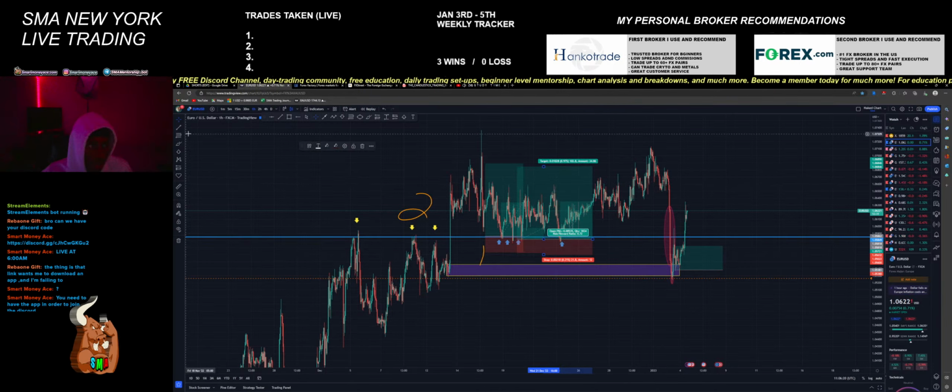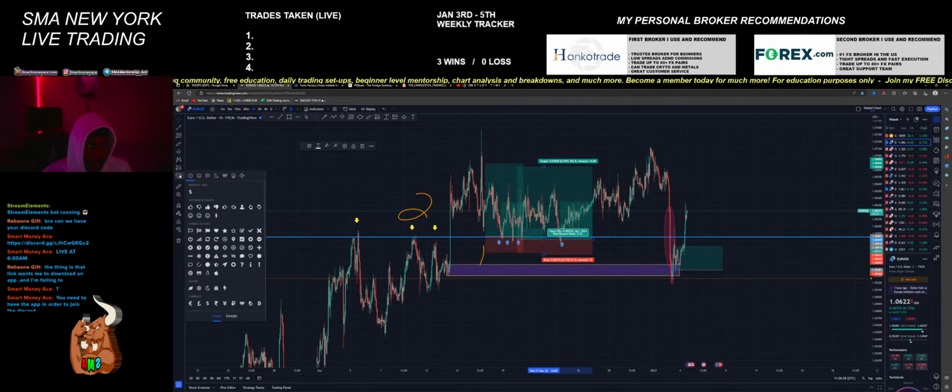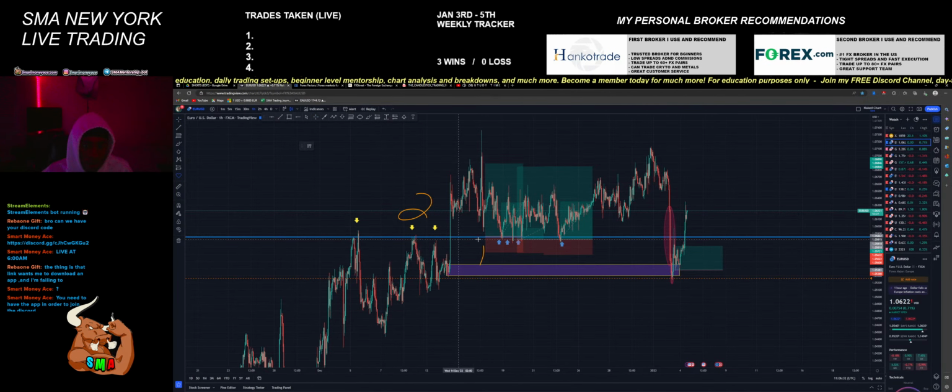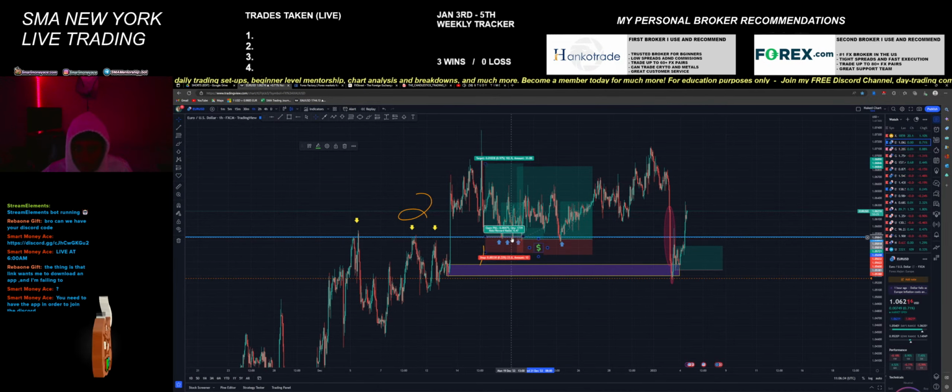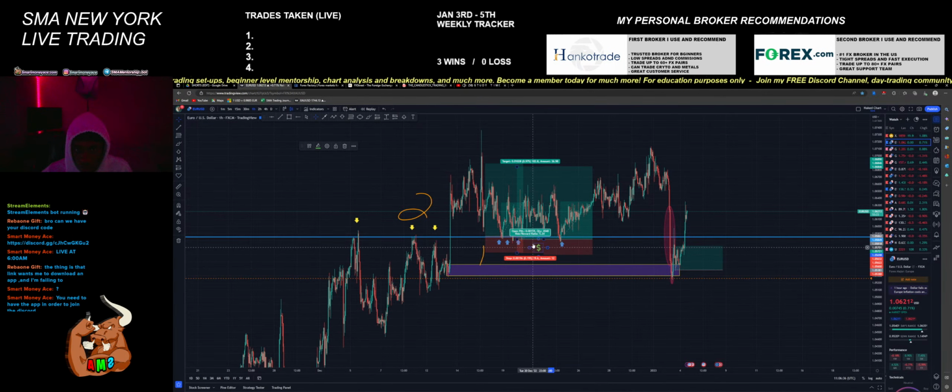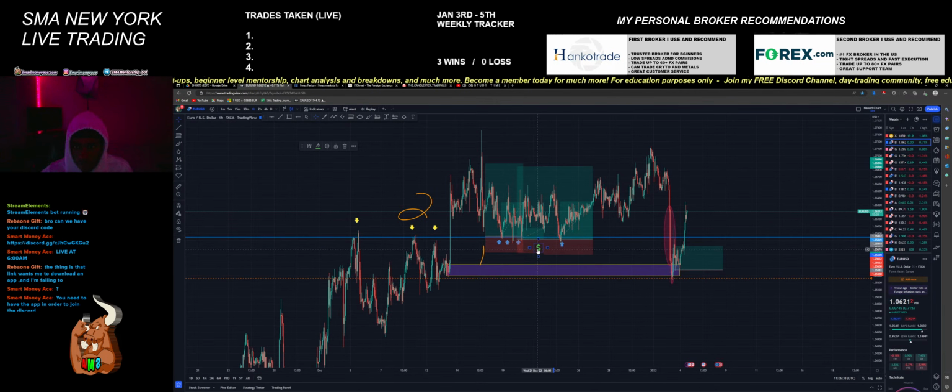So I'm gonna use this icon right here. Let me find it. Here we go. Place it right here. And this is representing liquidity, okay? So when we have a break of structure, price is grabbing all of this.